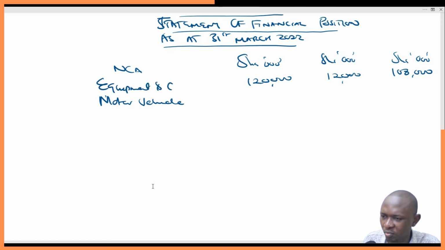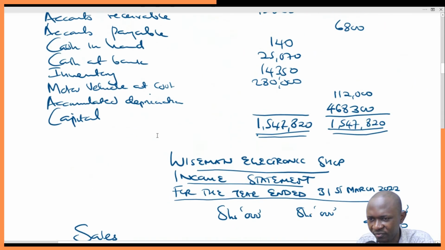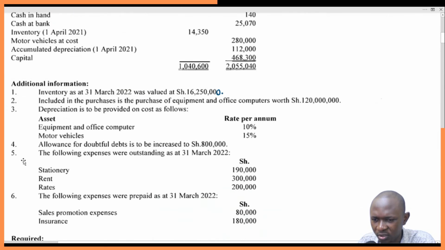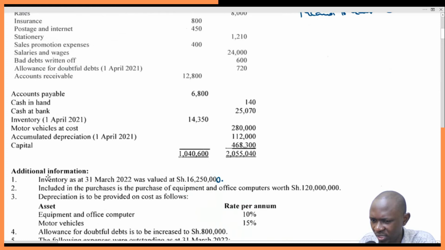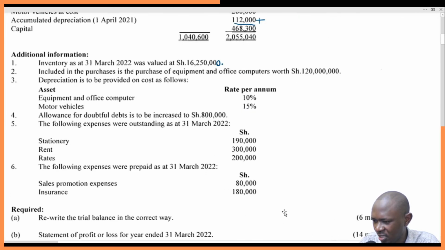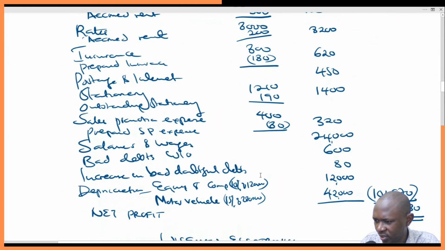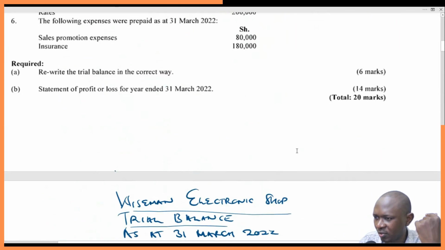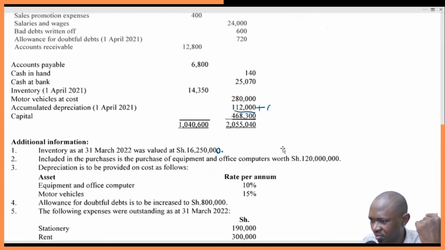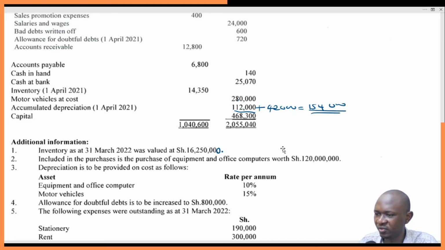So for the motor vehicle, let's get the figure. I can't remember that figure. The figure was at cost 280,000. Then remember, this is accumulated depreciation plus depreciation for this year. I think the depreciation for this year was 42,000. Just check to confirm. Yeah, 42,000. So 112 plus 42 will give us 154,000, if I'm not wrong. So the figures that we are taking are 280 minus 154.